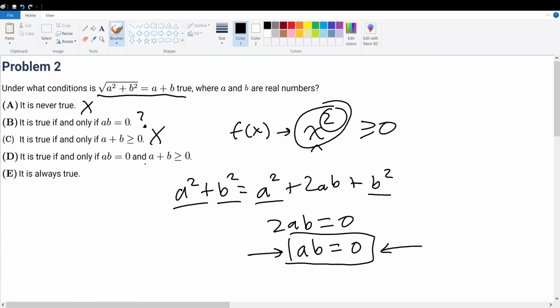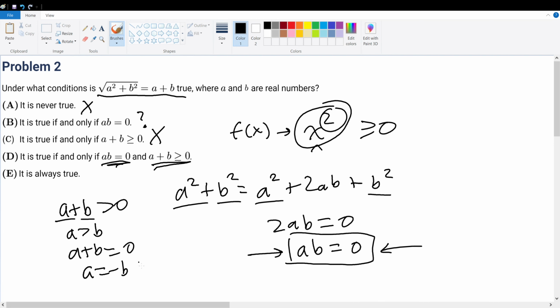What about choice D? It is true if and only if ab is equal to 0 and a plus b is greater than or equal to 0. That's plausible. Let's consider this expression. If a plus b is greater than 0, then obviously we know that a and b are both positive numbers, or a is greater than b. But what about the case where a plus b is equal to 0? If a plus b is equal to 0, then a is equal to negative b. Then that means the 0 criteria can also be satisfied with this expression, in addition to a times b is equal to 0. So that means choice D is very, very attractive as of the current moment.